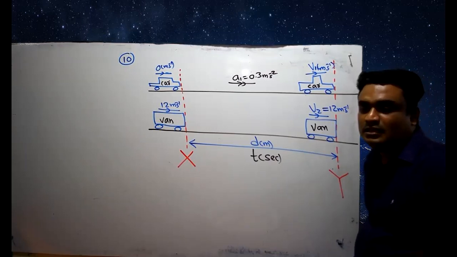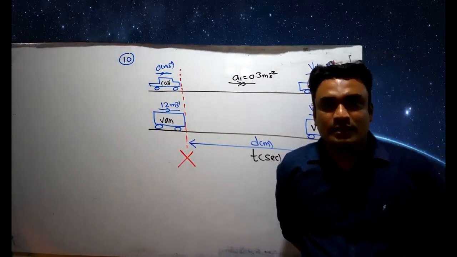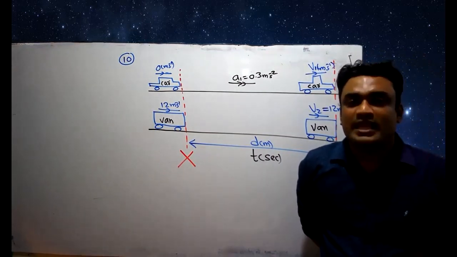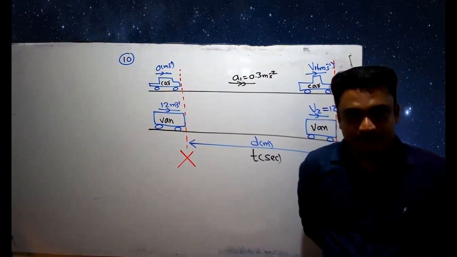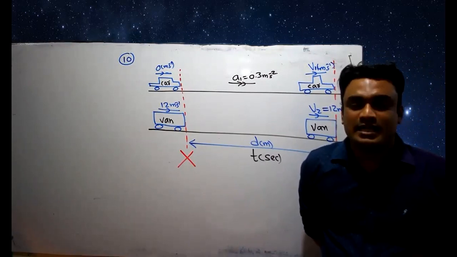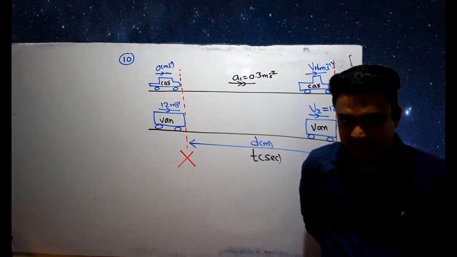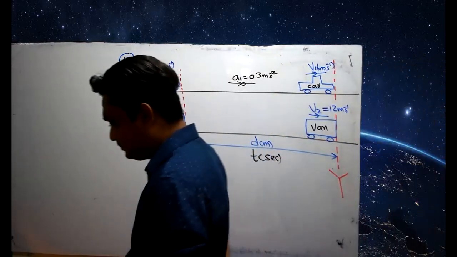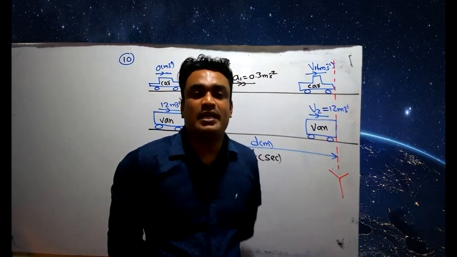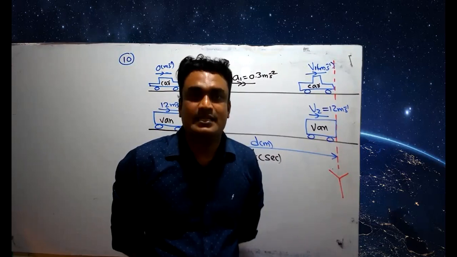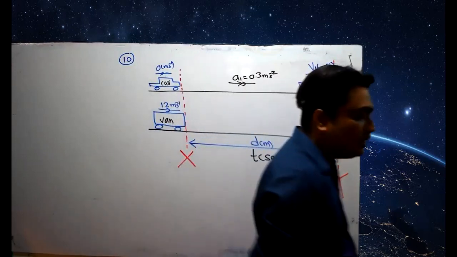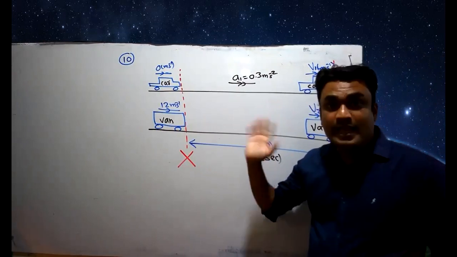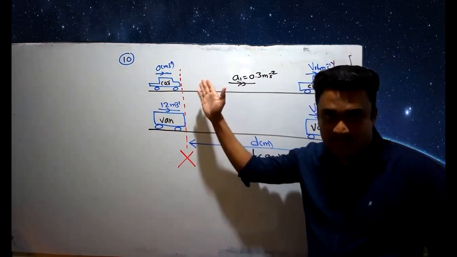Full stop. Therefore, the time taken for both vehicles to travel from X to Y is the same. Right? So the time taken for the car is simply t seconds. The time taken for the van is also simply t seconds. They are not T1, T2. They are simply T, simply T.